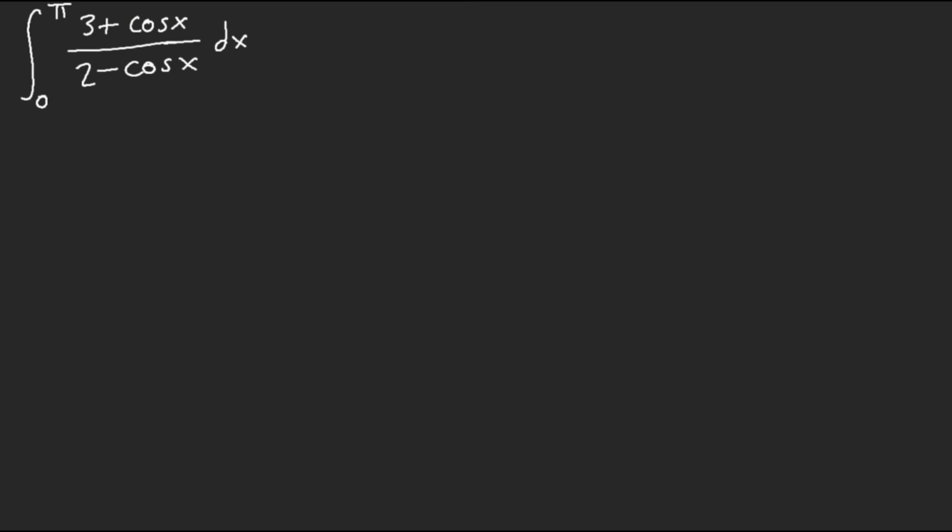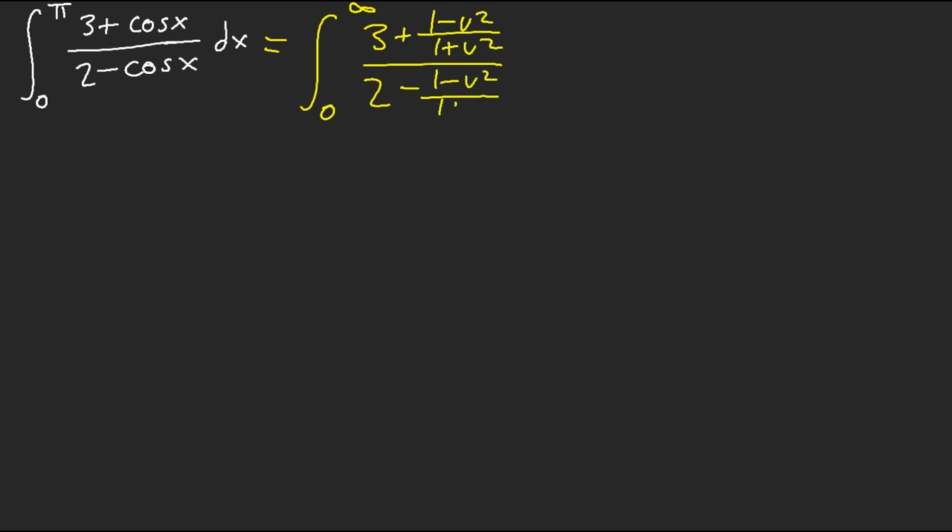Alright, we have this integral here from 0 to pi, 3 plus cosine of x over 2 minus cosine of x. Let's go ahead and use Weierstrass substitution. We have 0 to infinity, because that's tangent of pi over 2. 3 plus (1 minus u squared) over (1 plus u squared), over 2 minus (1 minus u squared) over (1 plus u squared). And then, of course, we have 2 du over 1 plus u squared. Let's put that aside. I want to simplify this portion here.